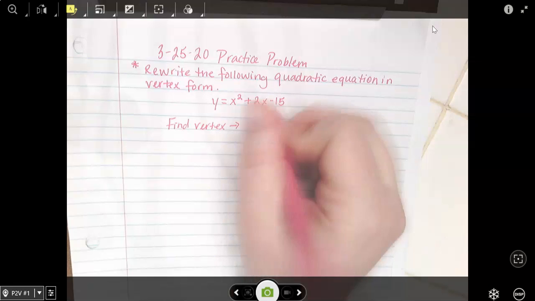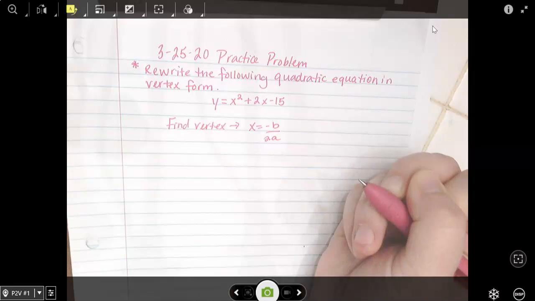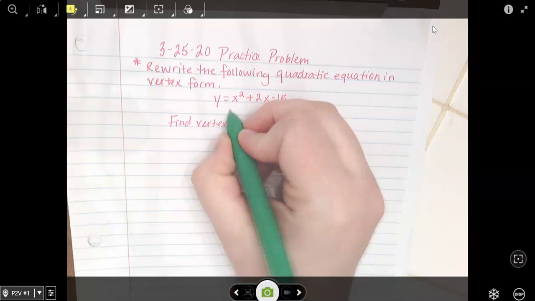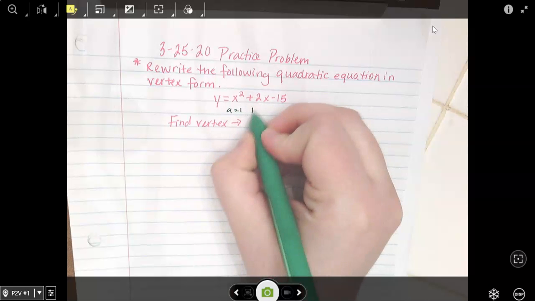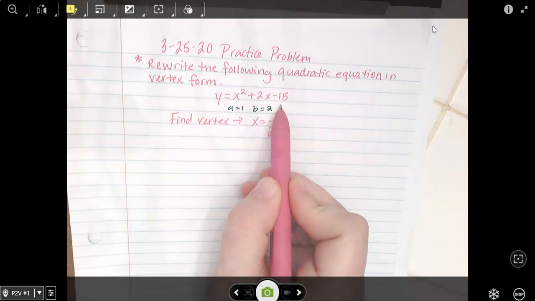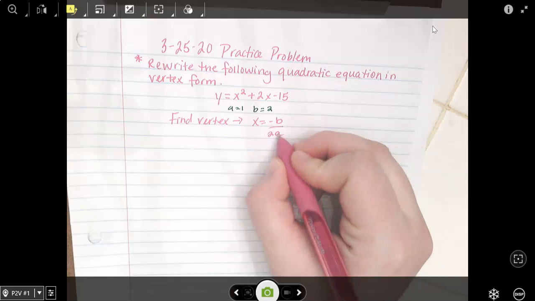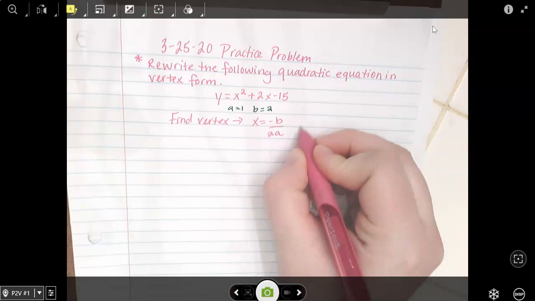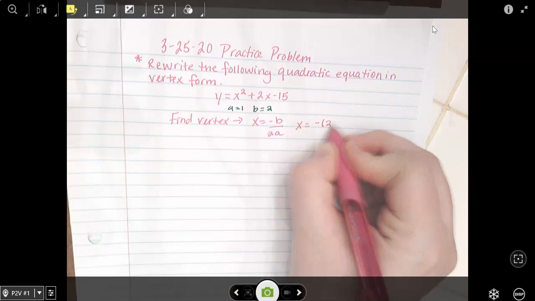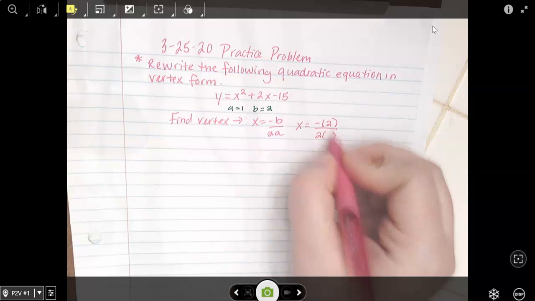Okay, you do that with this formula, x equals negative b over 2a. And so you have to figure out what a and b are. Okay. So a is 1 and b is 2, according to this quadratic. So if a is 1, b is 2, let's put those numbers in for a and b right here. So this is going to mean x equals negative b, which is 2, over 2 times a is 1.